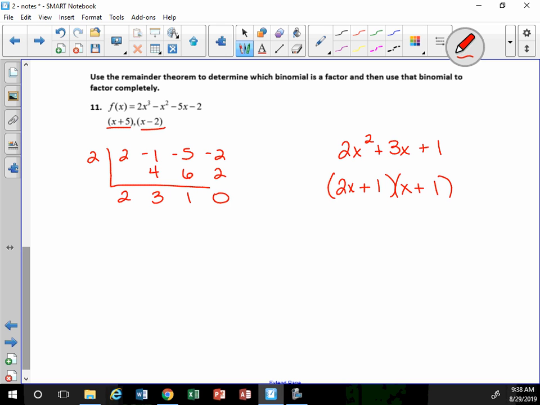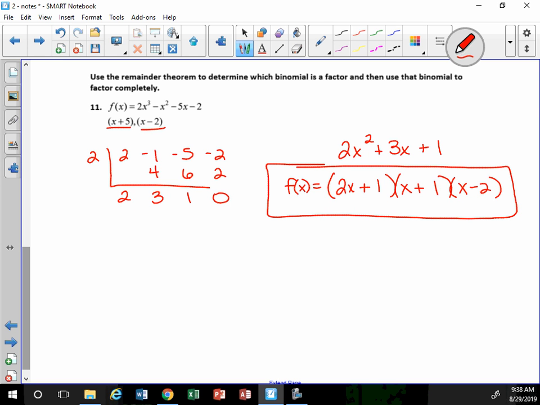All right, what is the other factor that I've forgotten? Good. In this one, we actually called this f of x, so I'll just say f of x equals, and then the factor form. Okay? All right, that's the end of notes, guys. Any questions?